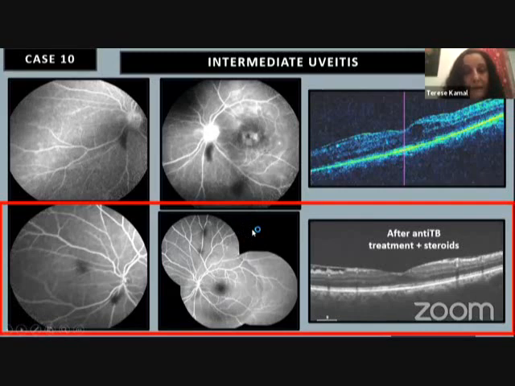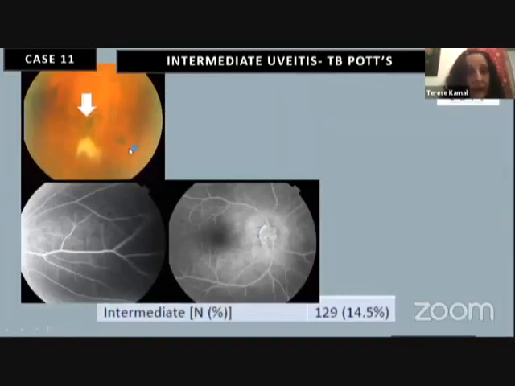This is another patient who had Pott's disease, and this is TB of the bones. And she had multifocal lesions in the periphery, and also she had vitreous aggregates, but she didn't have a lot of perivascular leakage or macular edema. She simply had the vitritis, along with these pigmented lesions, which we occasionally see in patients who have intermediate uveitis.